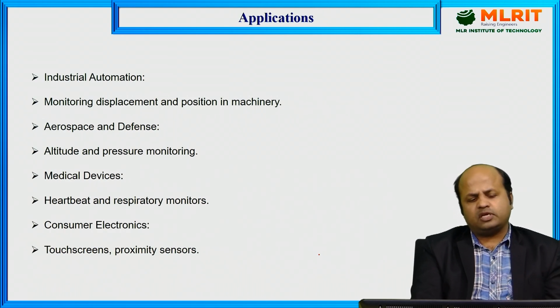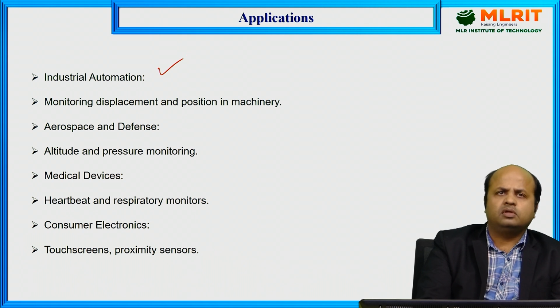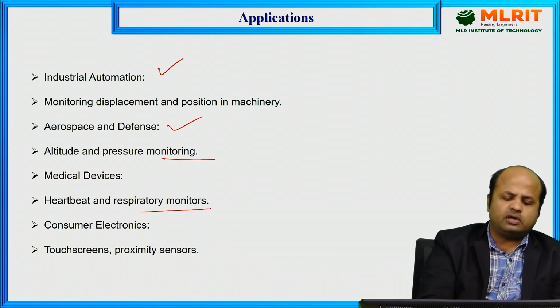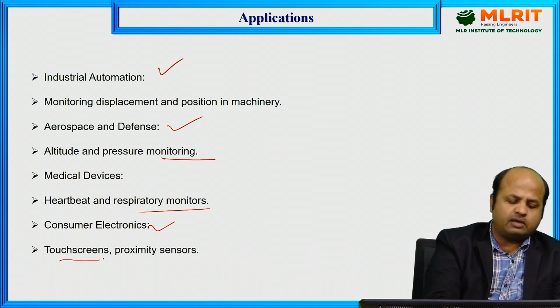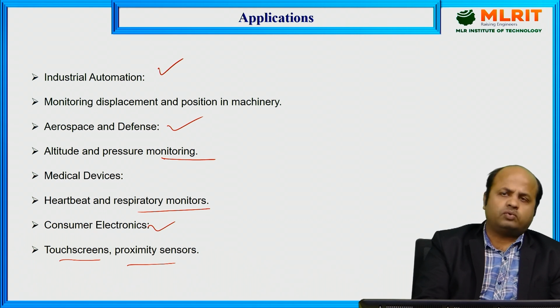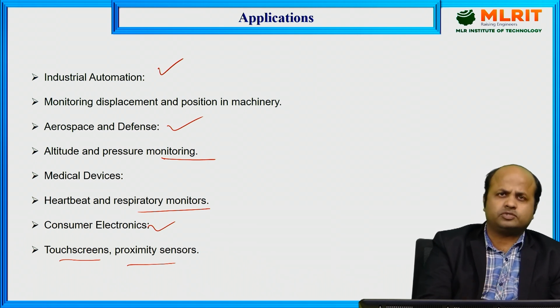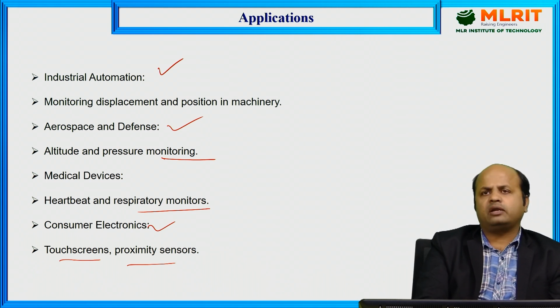So what are the applications? We can use it in industrial automation for displacement and position in machineries. In aerospace we can use it for pressure monitoring, for heartbeat and respiratory monitors, and in consumer electronics we can have touch screens and proximity sensors using a capacitive transducer. The earlier touch screens were all based on the capacitive transducer. Capacitive transducers have a lot of applications. Okay, so some of the applications I have highlighted.